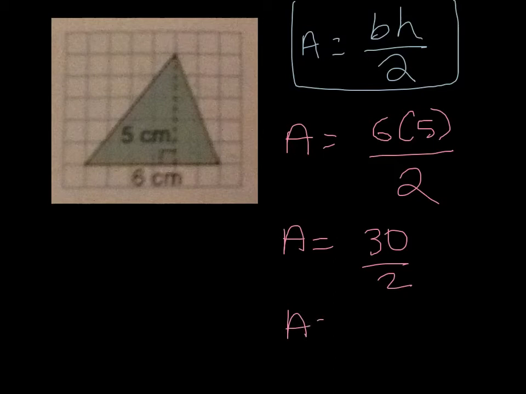So the area for this triangle is 15 centimeters squared. And please remember, whenever you're doing area, you always need to have your answer squared because it represents the whole area covered. Let's do one more example together where we're solving for maybe the base or the height if we have a given area.